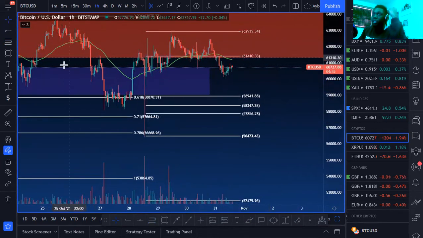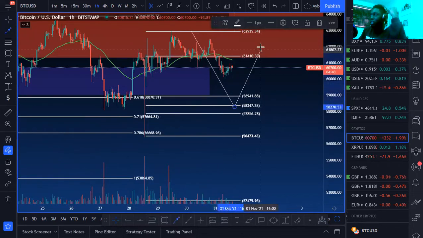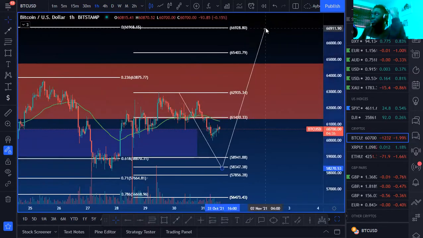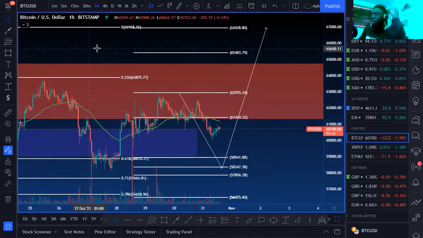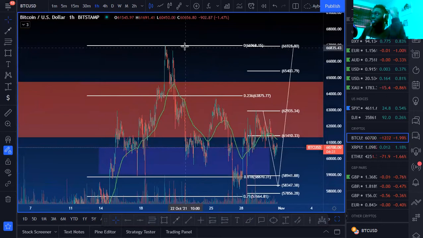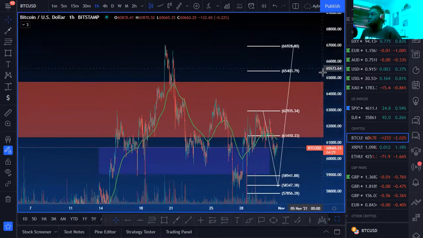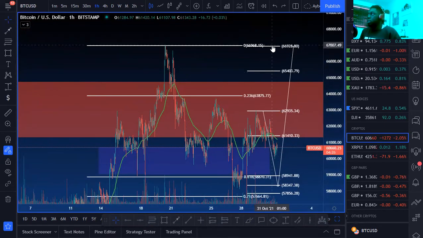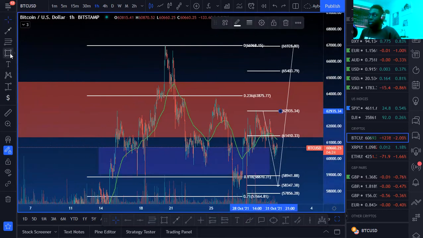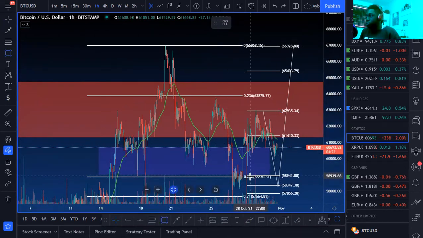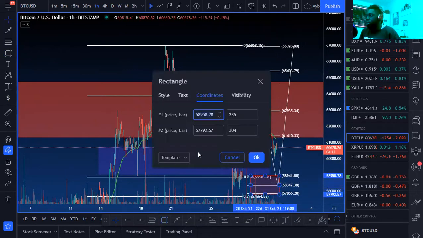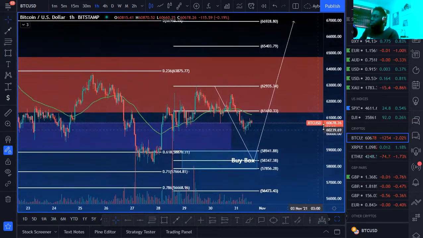Is if price comes back down to the likes of like 58,350 or something like that, then I'll look for it to go back up to at least the equal highs. But I feel like it's gonna go much more higher than that. So I'm gonna leave this over here. Buy box. Now, this is for the buys. This is what I'm looking for buys.